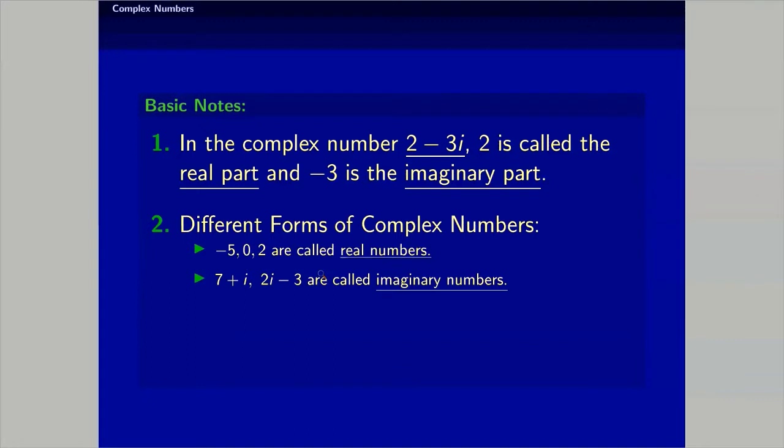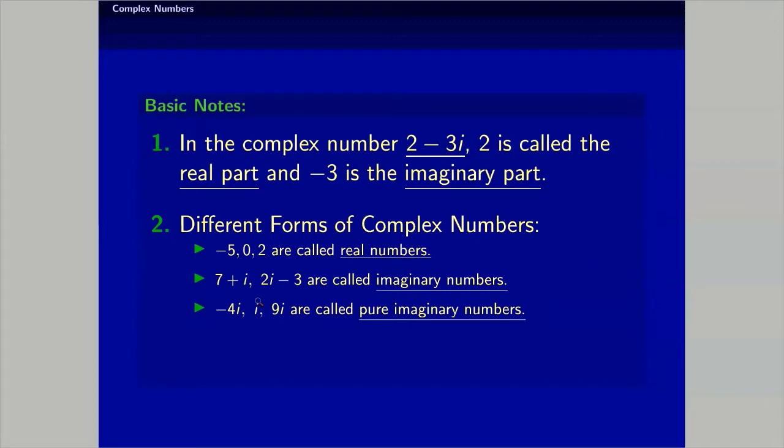Okay? The third form of a complex number ay ganito. Anong napansin naman ninyo? Walang real parts, right? Kapag ganito naman, walang real parts, ang tawag dito ay pure imaginary numbers.